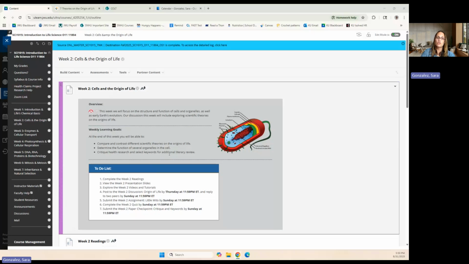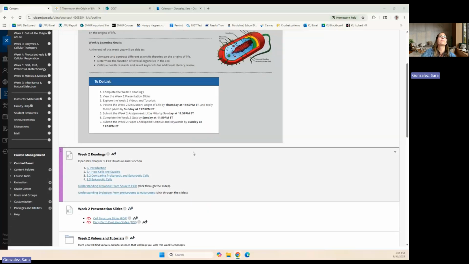So last week we did an introduction to the scientific method, looking at some of the basic units of life, looking at the chemical basis. This week we're going to concentrate on cells and the origin of life. So we have new assignments that are pretty interesting, at least in my opinion, for this week here. So again, we're going to look at different scientific theories on the origin of life, where we came from. Actually, you have an assignment on that, which I'll share here in a little bit. Looking at the organelles in the cell, and then also looking at some of the keywords for additional literary review for your final project there.